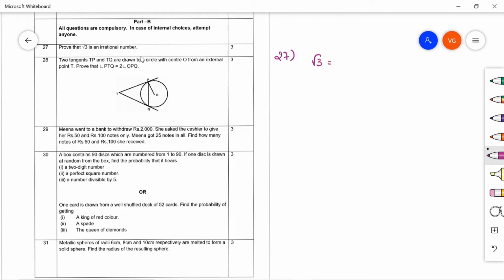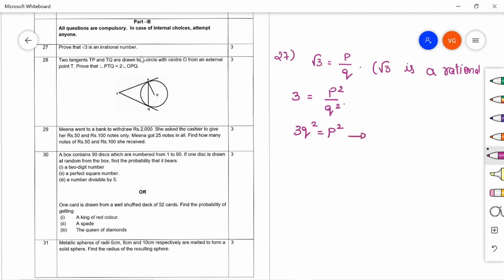Let us assume root 3 is equal to p by q. That is, I am taking root 3 as a rational number. First I am assuming the root 3 number as a rational number. So then we can write it in the form of p by q, right? So now square it on both the sides. So 3 is equal to p square by q square. So that is nothing but 3q square is equal to p square.